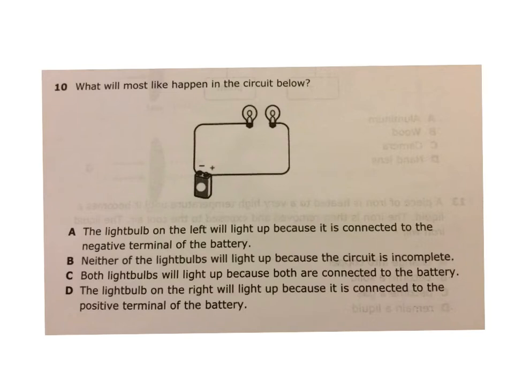Number 10. What will most likely happen in the circuit below? A. The light bulb on the left will light up because it is connected to the negative terminal of the battery. B. Neither of the light bulbs will light up because the circuit is incomplete. C. Both light bulbs will light up because both are connected to the battery. Or D. The light bulb on the right will light up because it is connected to the positive terminal of the battery.